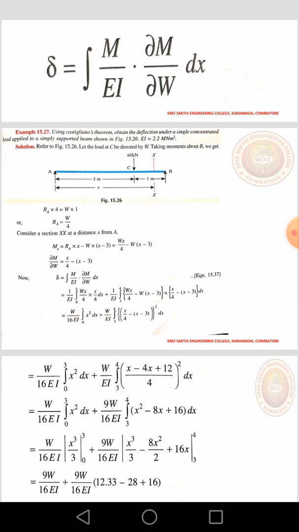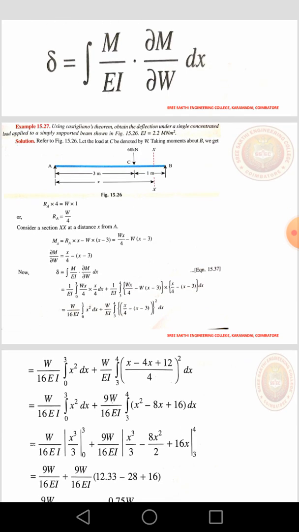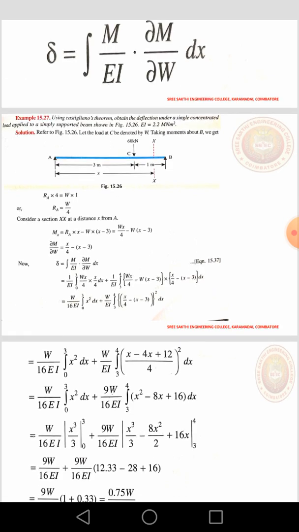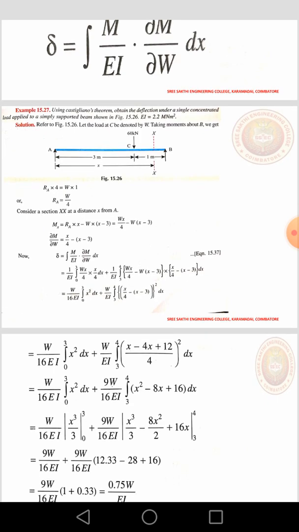We know that the deflection formula for Castigliano's theorem is delta equals the integral of M divided by EI into ∂M divided by ∂W into dx. So we have to calculate ∂M divided by ∂W. Here ∂M divided by ∂W for the moment at x is x divided by 4 minus (x minus 3).